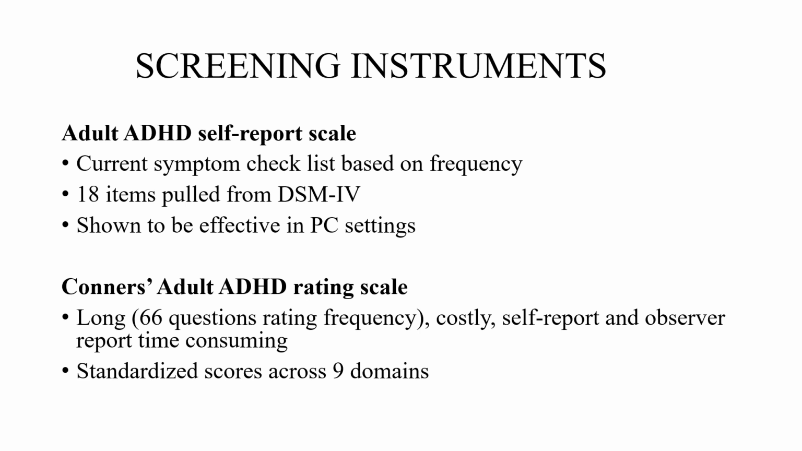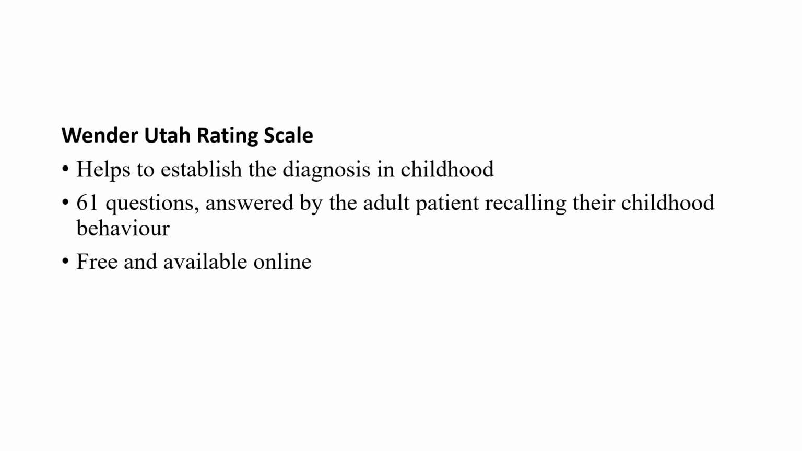So, the screening instruments. The Adult ADHD Self-Report Scale is a current symptom checklist based on frequency, shown to be effective in primary care settings, with 18 items pulled from DSM-4. Then there's the Conners Adult ADHD Rating Scale, a long 66-item questionnaire, which is costly, has both self-report and observer report, and is time consuming, with standardized scores across 9 domains. So a new scale has been developed which is better than the Conners scale as it is freely available and can be practiced by clinicians, which is known as the Wender Utah Rating Scale.